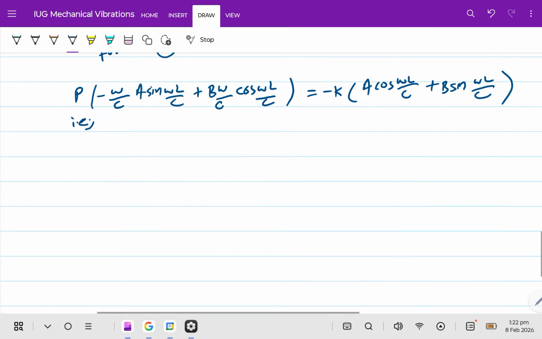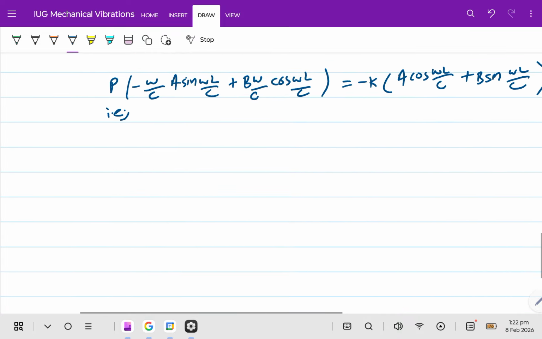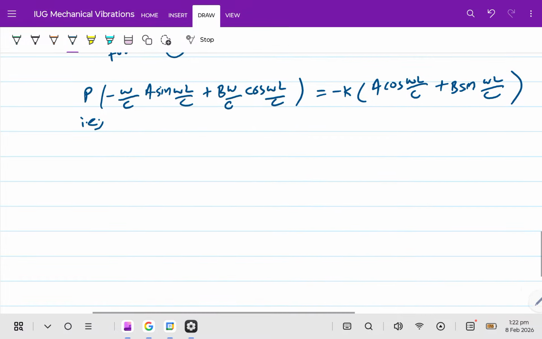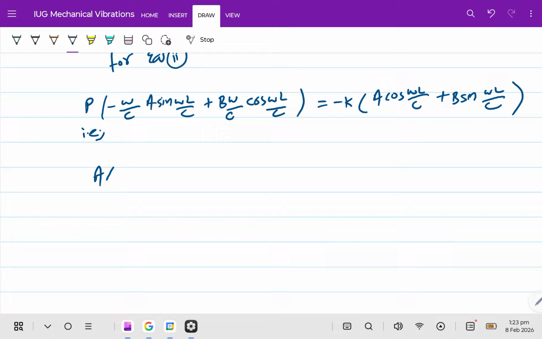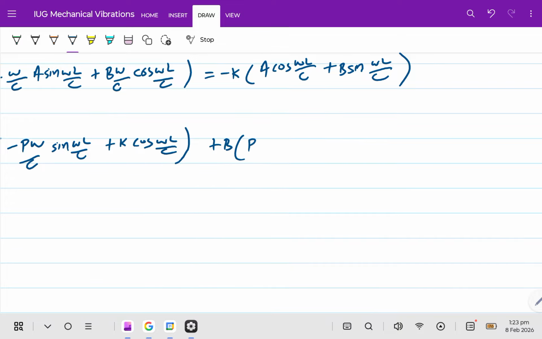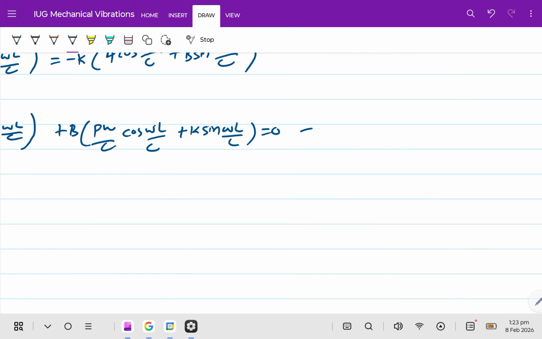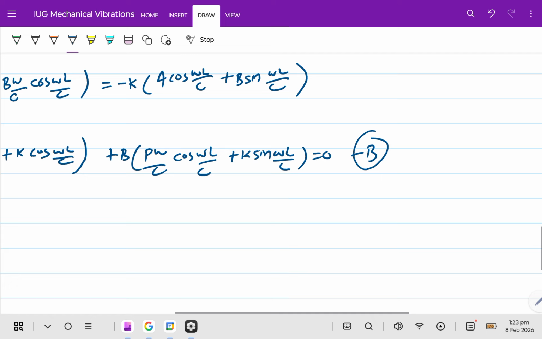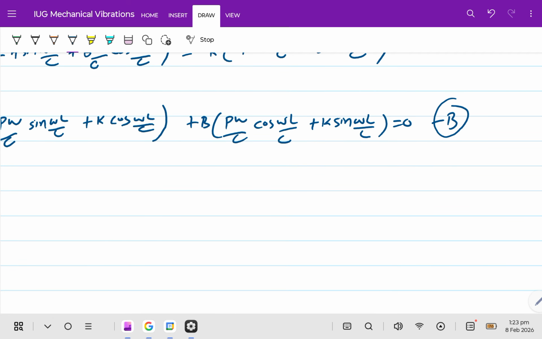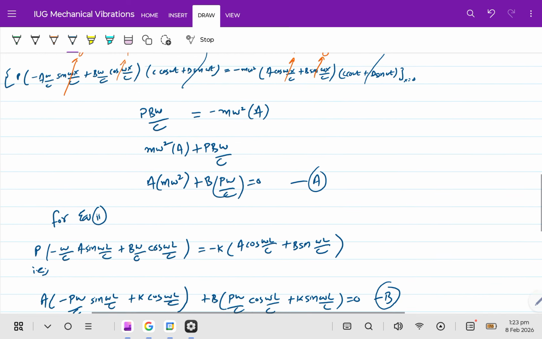That's all we have. Now we can simplify that one. We can take it out on the other side and take A and B's separately. So you will have A equals to minus P omega over C sine omega L over C plus K cosine omega L over C plus B omega C cosine omega L over C plus K sine omega L over C equals to 0. Now we have another equation, you can call it B, after substituting that one. So you can solve for the frequency of that one. You can solve both of them using a determinant method.